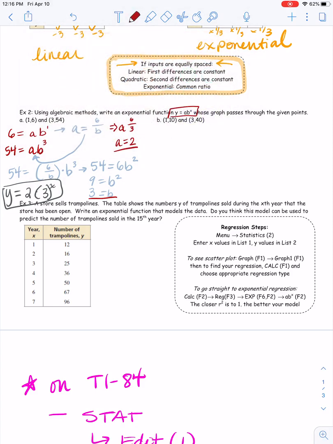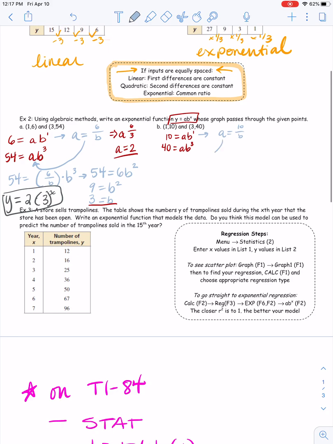So the first one would give us 10 equals ab to the 1. Second one would give us 40 equals ab cubed. Same process. I'm going to rewrite that first one into a equals 10 divided by b, and I'm going to plug it in for my a value into the second equation.